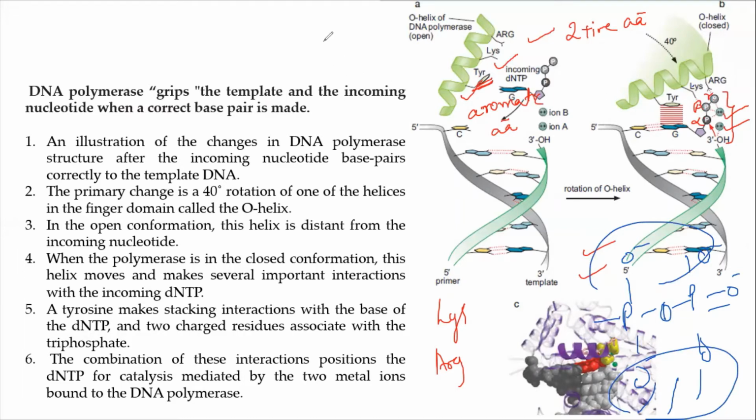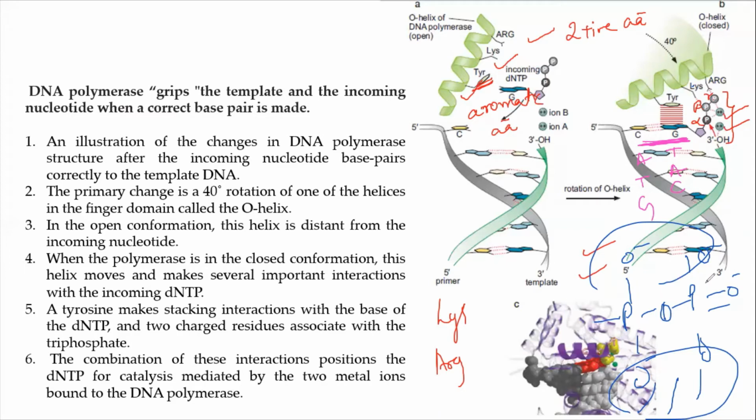Now, third thing, what is happening? Your tyrosine is making stacking interactions with the nucleotide, with the bases. जरूरी नहीं है वहां पे GC होना चाहिए. It can be AT also. यहाँ पे A हो सकता है, यहाँ पे T हो सकता है, यहाँ C हो सकता है, यहाँ G हो सकता है. ठीक है? So it is making the stacking interactions with the base of the incoming DNTP. Okay. So overall, what is happening now?